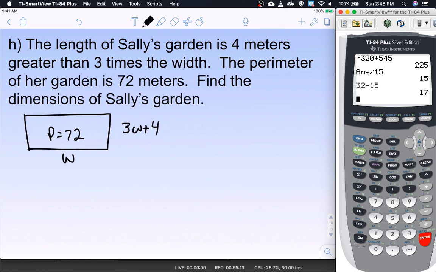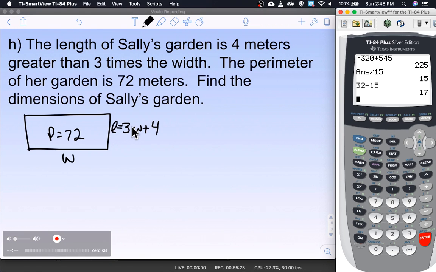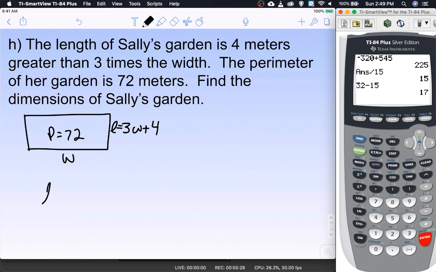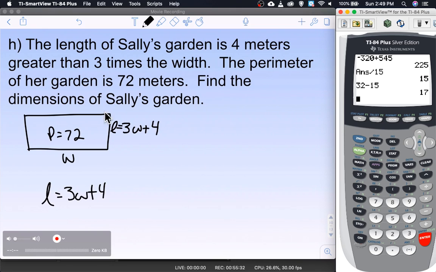So my two equations would be, what? I'm just going to put the L back for now, because that is our length. So I can put that the length is 3w plus 4. That uses both my length and my width. So I have both variables in this equation.